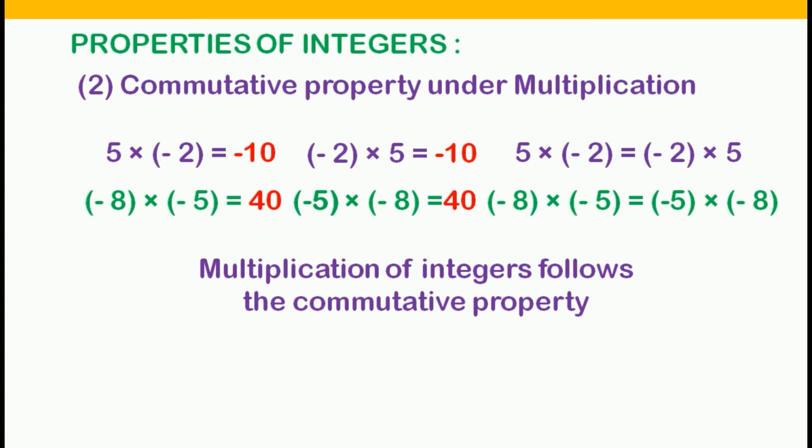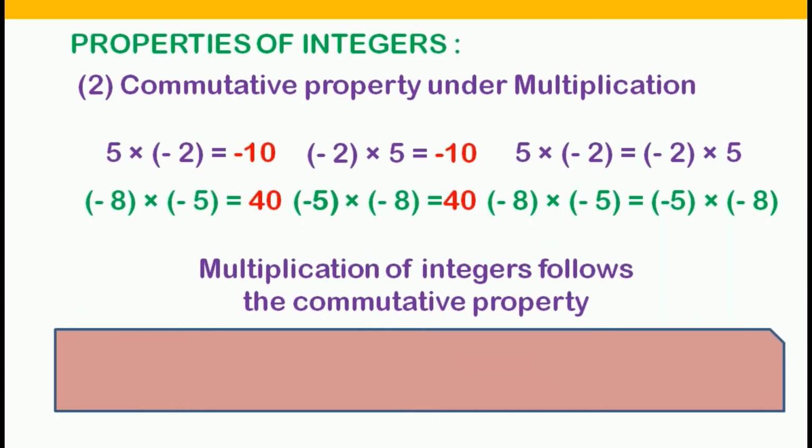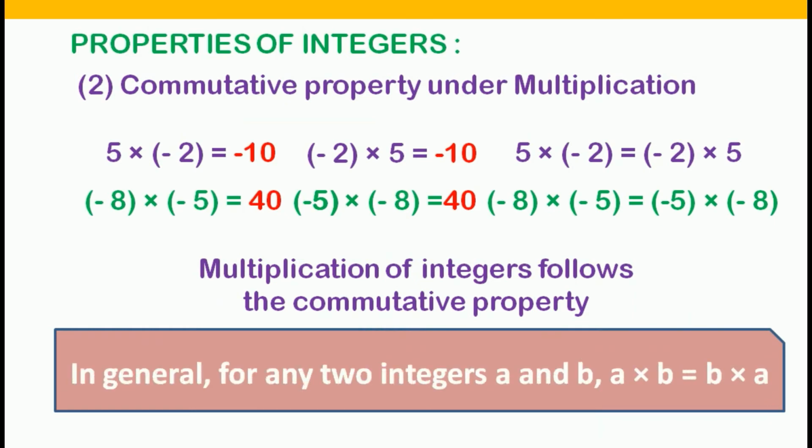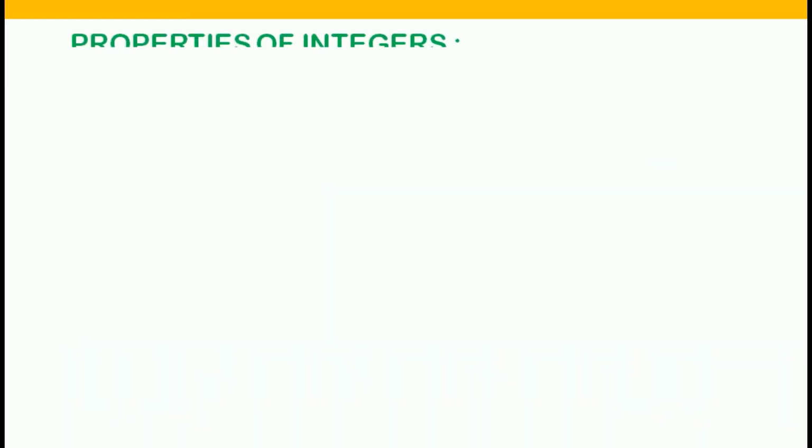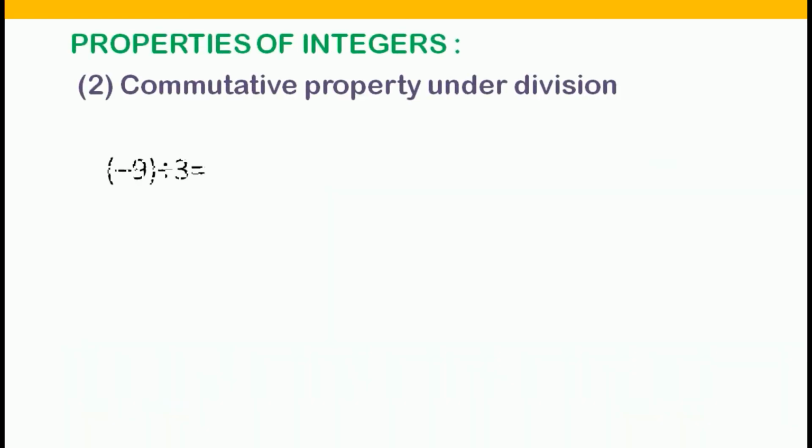You have to do some more examples of your own. Now we can conclude that in general, for any two integers a and b, a into b is equal to b into a. Now, commutative property under division.